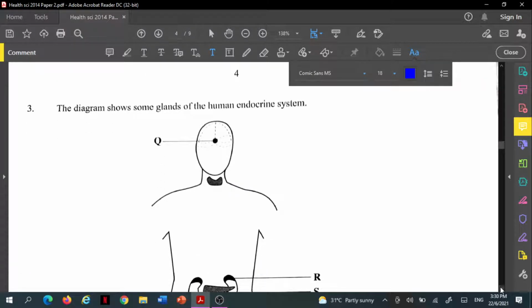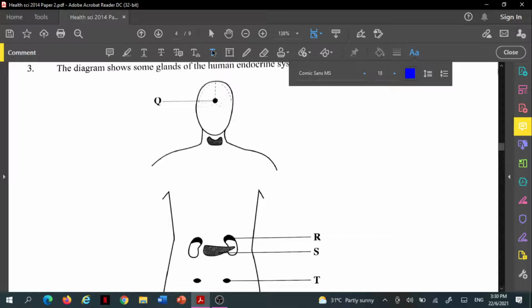All right, so this question now, the diagram shows some glands in the human endocrine system. We have done a question similar to this, but this one's a little bit different to show that the questions can be similar at times. And so Q will be what they call the pituitary gland. Okay, so this is the pituitary gland. And then this one that is not labeled in the throat, we talked about it in our previous paper. And this is the thyroid gland. So this is a thyroid gland right here.